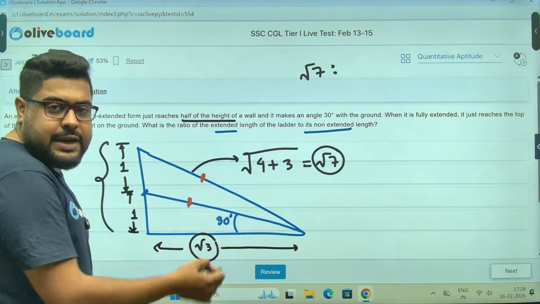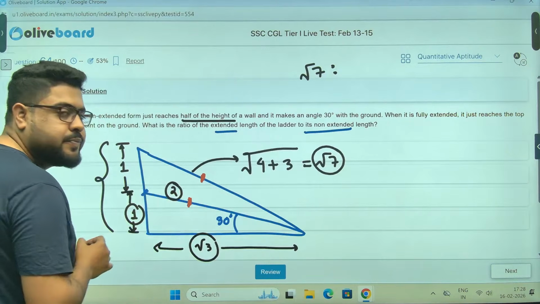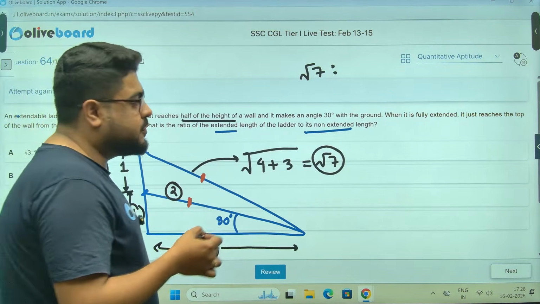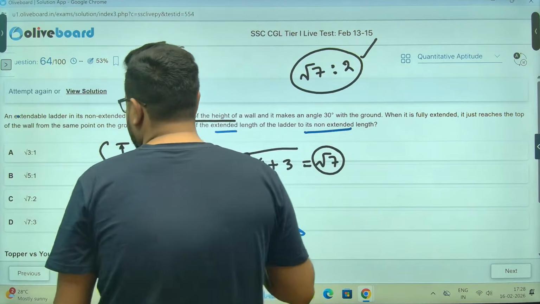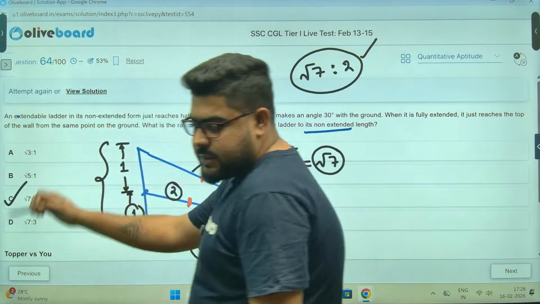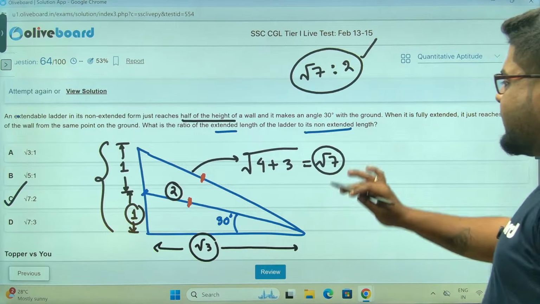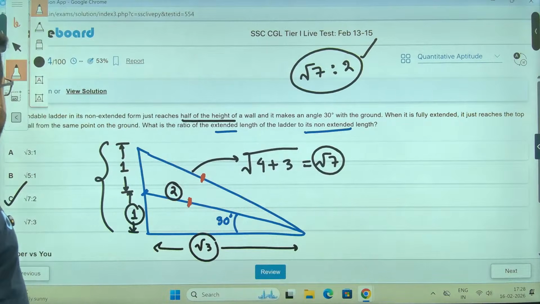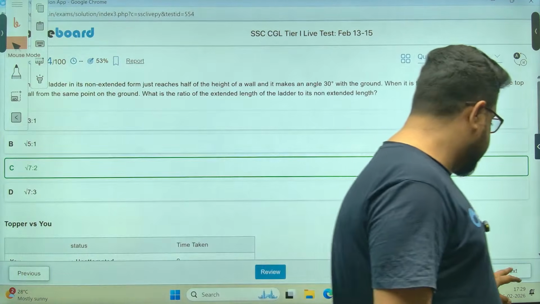In a 30, 60, 90 triangle, this is 1, this is root 3, this is always 2, sir. Or you can figure it out from 1 and root 3, so you can use Pythagoras to figure this out. So this is going to be the non-extended length. Root 7 is to 2. Option number C is the correct answer. Again, 10 seconds. Not very difficult, this one. Clear, everybody? Perfect. Moving on.